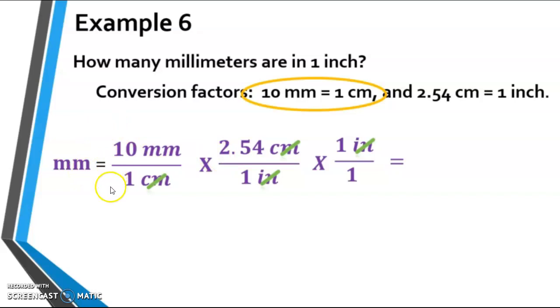So we're ready to multiply here. We're going to do the 10 times 2.54 times 1. We're going to get 25.4. On the bottom we have 1 times 1 times 1. That's still a 1. To take our 25.4 divided by 1, it's still going to give us 25.4. Okay, so 25.4 millimeters.